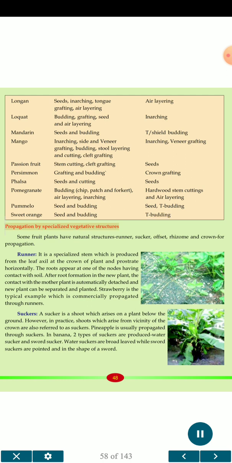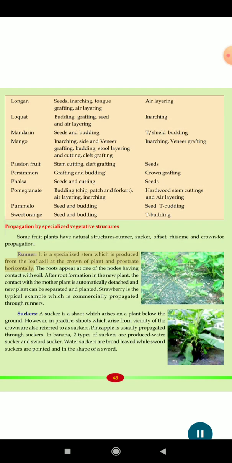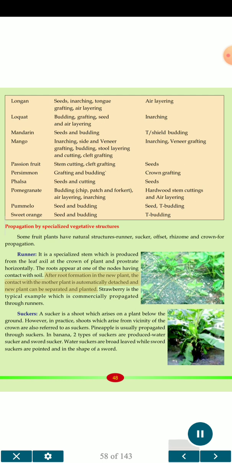Propagation by specialized vegetative structures. Some fruit plants have natural structures, runner, sucker, offset, rhizome and crown, for propagation. Runner: it is a specialized stem which is produced from the leaf axil at the crown of the plant and grows prostrate horizontally. The roots appear at one of the nodes having contact with soil. After root formation, the contact with the mother plant is automatically detached and the new plant can be separated and planted.